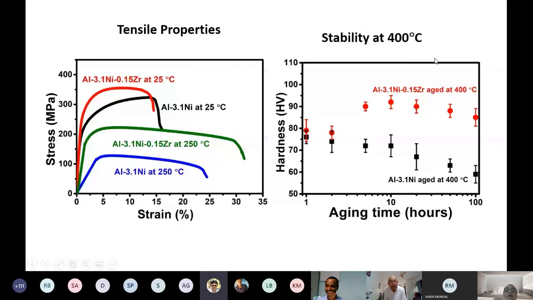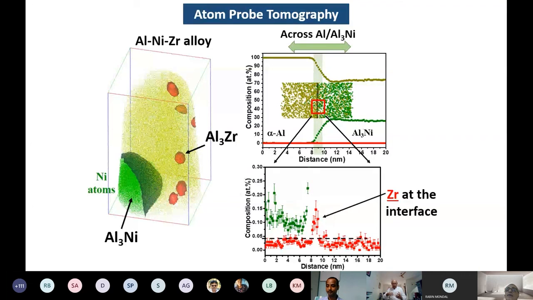Okay, got it. So if you now look at the strength values, with zirconium added, the room temperature strength is 350 megapascal, and at 250 degrees, 200 megapascal. So very high. And for stability, you can see the difference. At the bottom was aluminum 3 nickel without zirconium, top was with zirconium. So you can develop a new series of cast eutectic alloys using the same principle. But why is it so with the addition of zirconium? To understand that, we have looked at the interface of Al3Ni and aluminum in the atom probe.